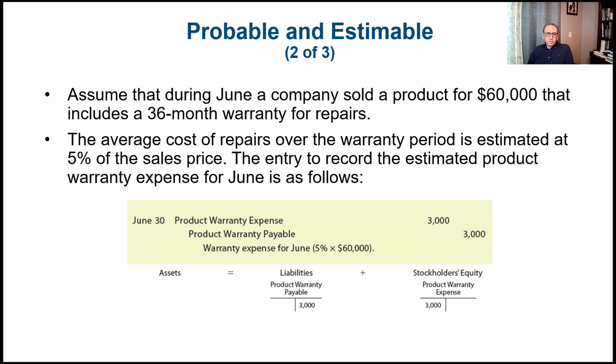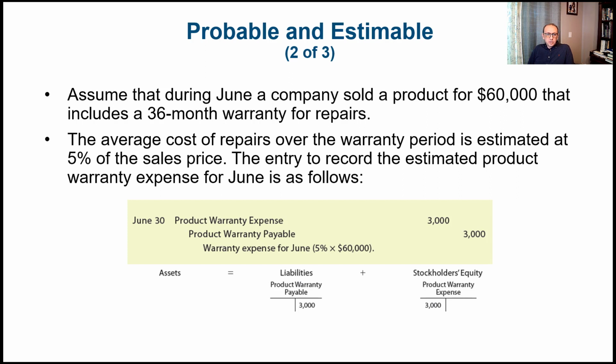So let's see an example. Assume that during June, a company sold a product for $60,000 and that includes a 36-month warranty for repairs. The average cost of repairs over the warranty period is estimated at 5% of the sales price. The entry to record the estimated product warranty expense for June would be as follows.